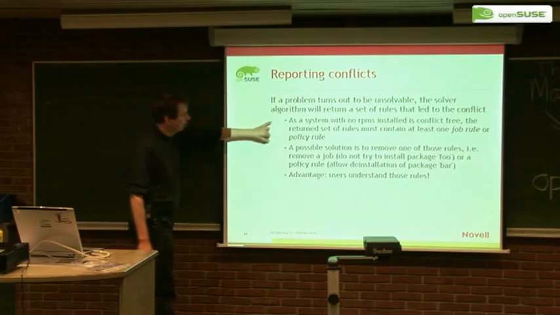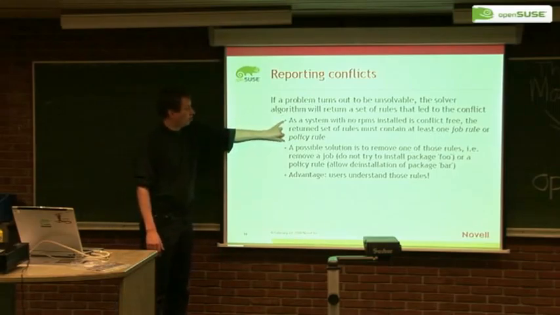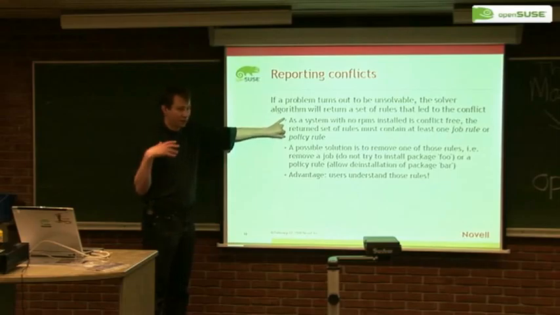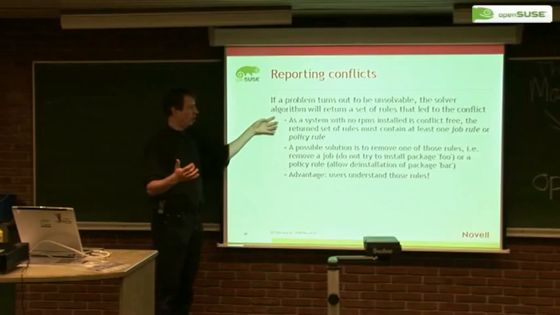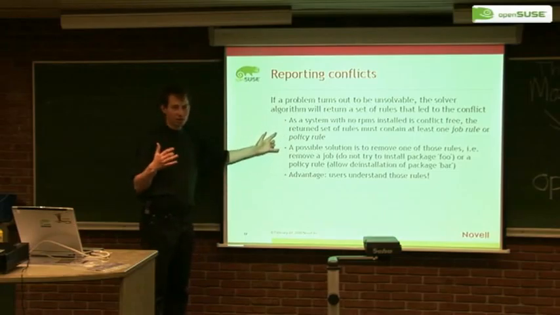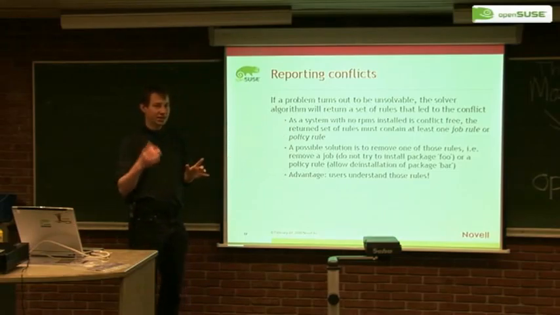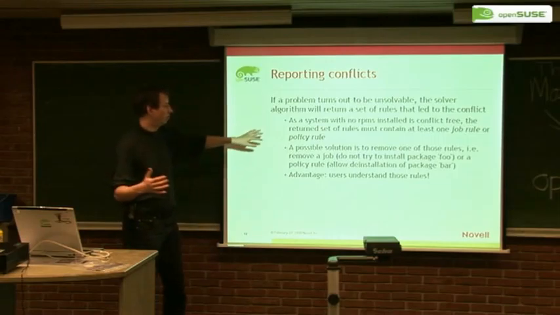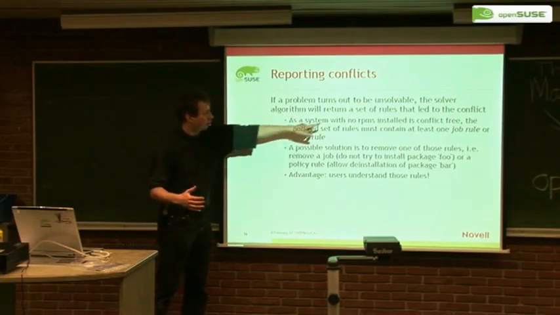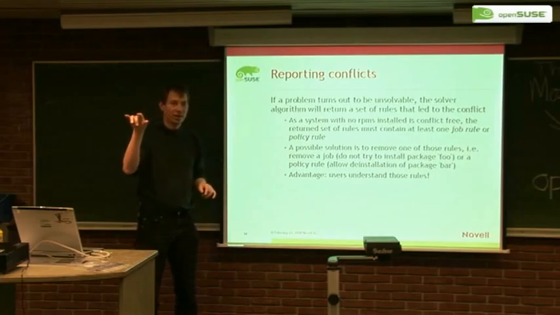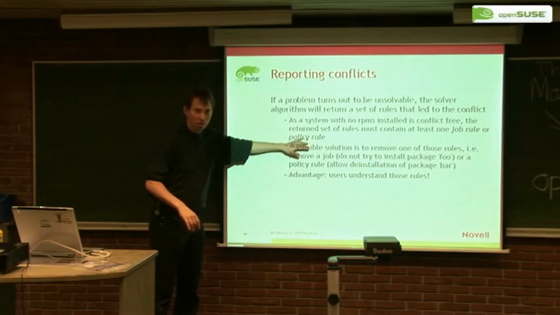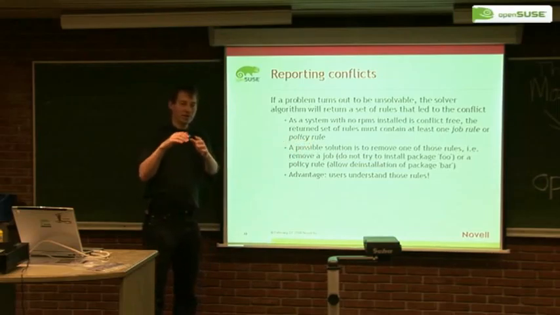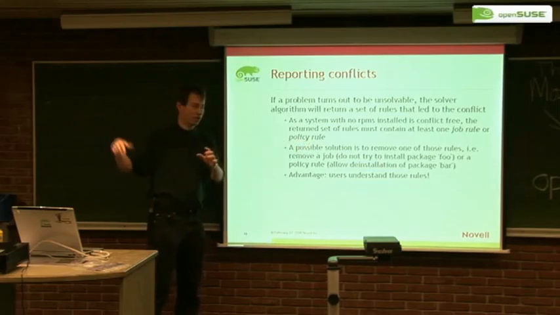And the trick is, as I said, when I look only at the RPM dependencies, then the system is always solvable. So I can turn that around. If I find that the system is unsolvable, then there must be at least one rule involved in the proof. This is either a job rule, so this is the user clicking install that package or erase the package, or a policy rule, because that is, this package must only be replaced with that package.